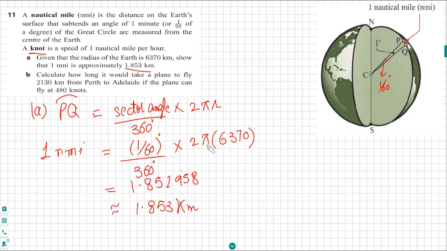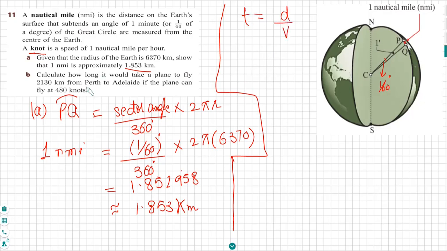Okay, in part B, calculate how long it would take a plane to fly 2130 kilometers from Perth to Adelaide if the plane can fly at 480 knots. So 480 knots is the speed given, and the distance is also given, right? When speed and distance are given, we can find the value of t, time. So what is the formula of time? Time is equal to distance over speed, right?